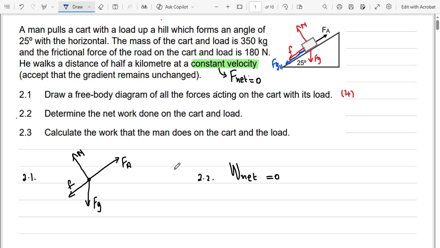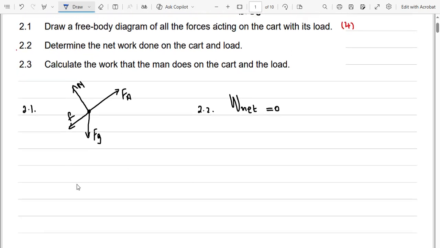So in order for us to do 2.3, we need to indicate all the forces along the slope. So I'm going to have the F applied, which moves up. Then we're going to have the frictional force, that will be F, and the last one that will do work is your Fg parallel. So what I'm trying to do here, I need to find the work done by the applied force, which is the question. Then to do that, we need to know the work done by the frictional force and the Fg parallel.